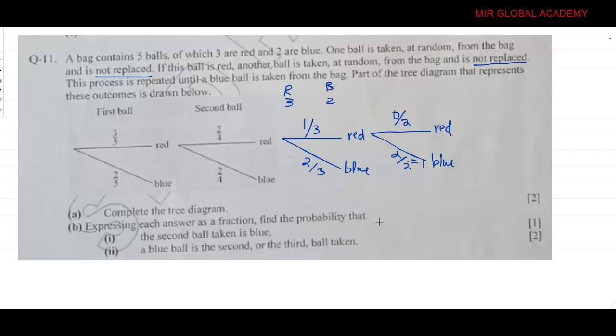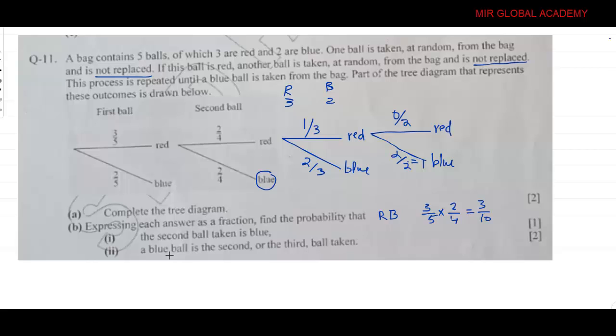Now find the probability that the second ball taken is blue. So this is the second blue ball. This comes on this path, that is red and blue. Just multiplying the probabilities on this path, 3 over 5 times 2 over 4, the final answer is 3 over 10. Now find the probability that a blue ball is the second or the third ball taken.